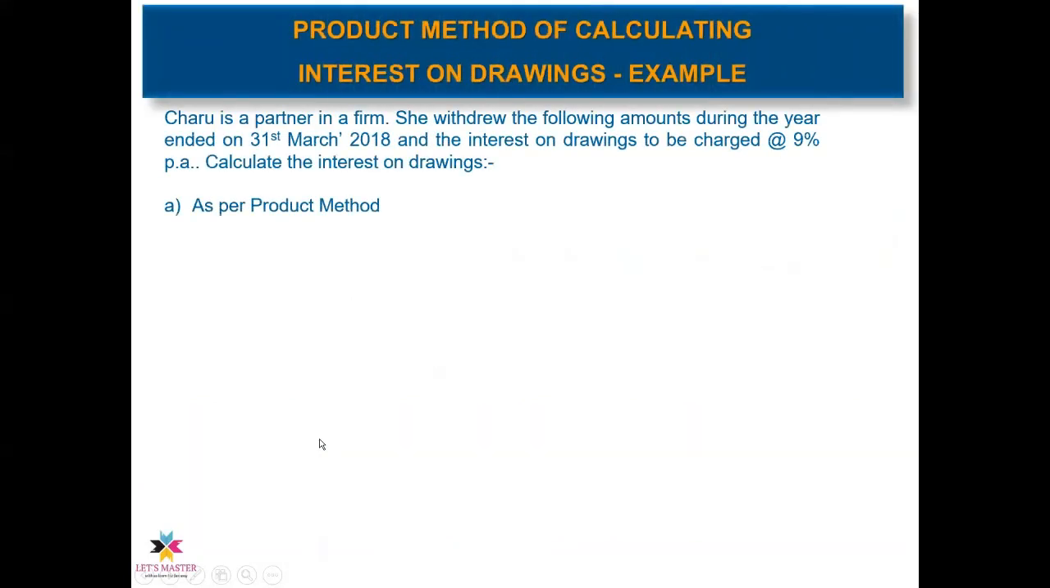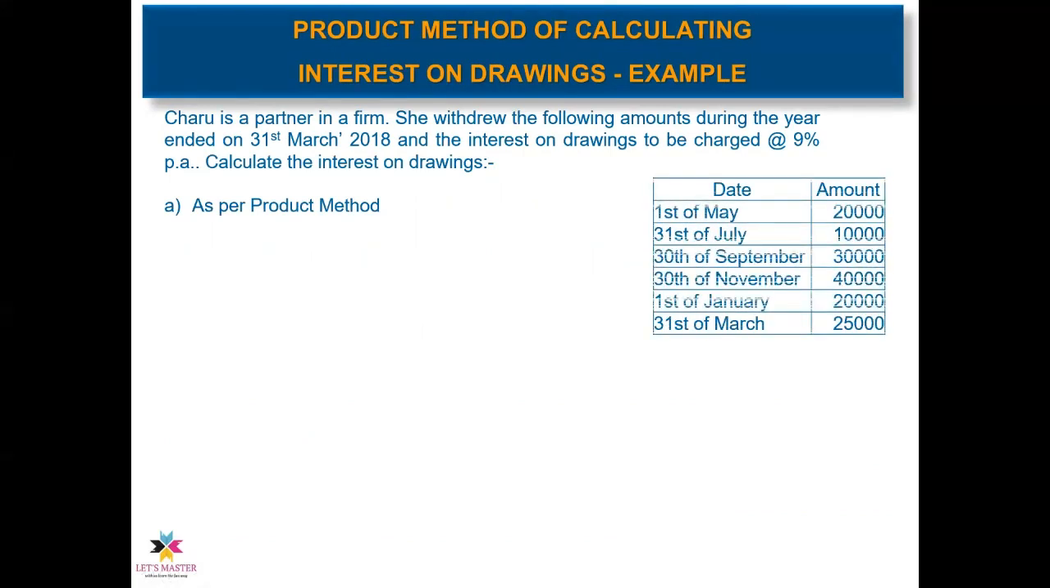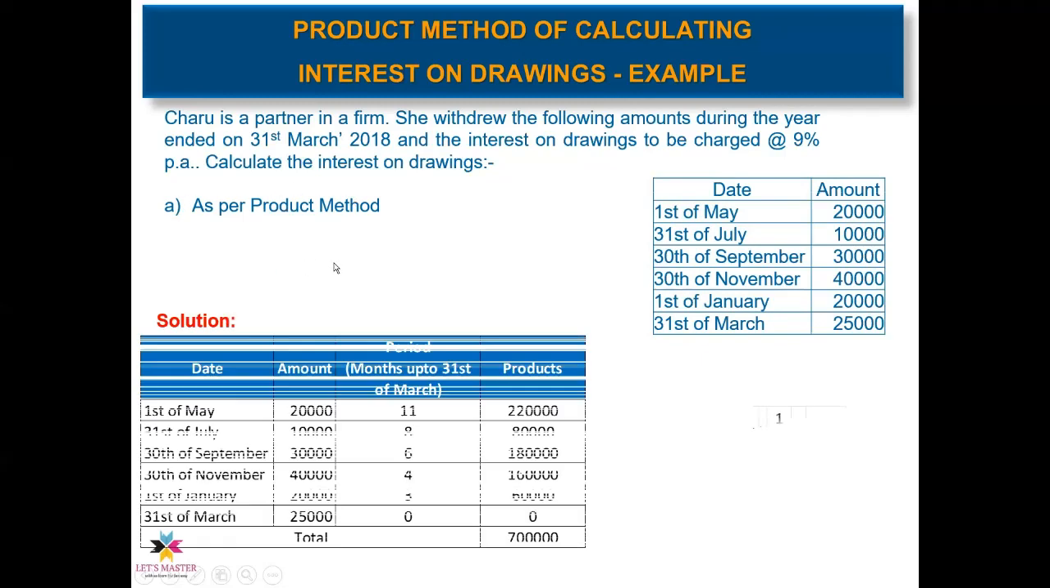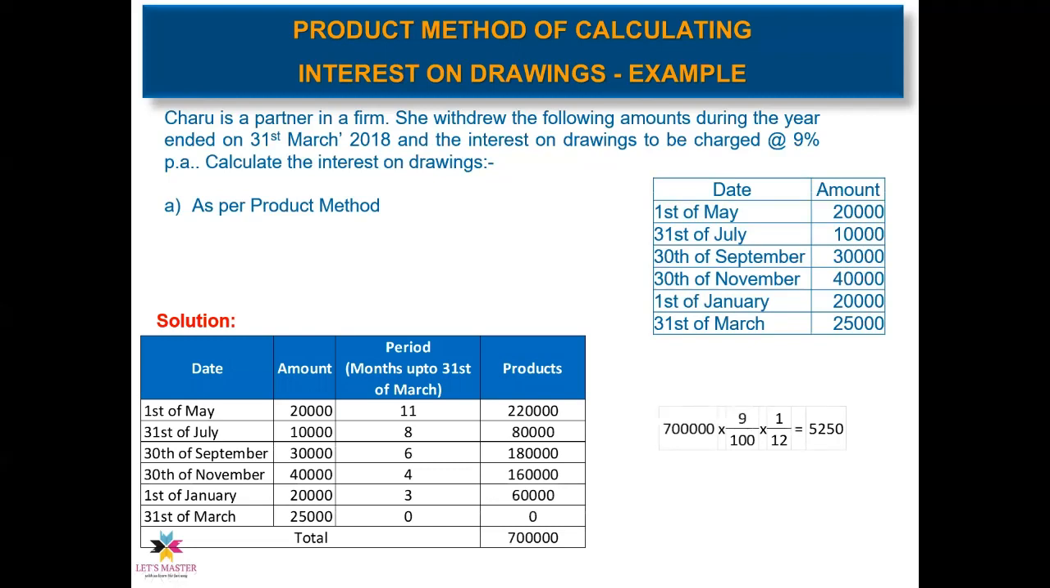Let's look at the example. The same question, same amounts, same dates, everything is the same. The only change here is that instead of using the simple method, we will use the product method. And this is how we are going to solve this. So instead of calculating the interest for each amount of drawing, we will calculate the product. And to calculate the product, we have multiplied the amount of drawings by the number of months it would be used by the partner.